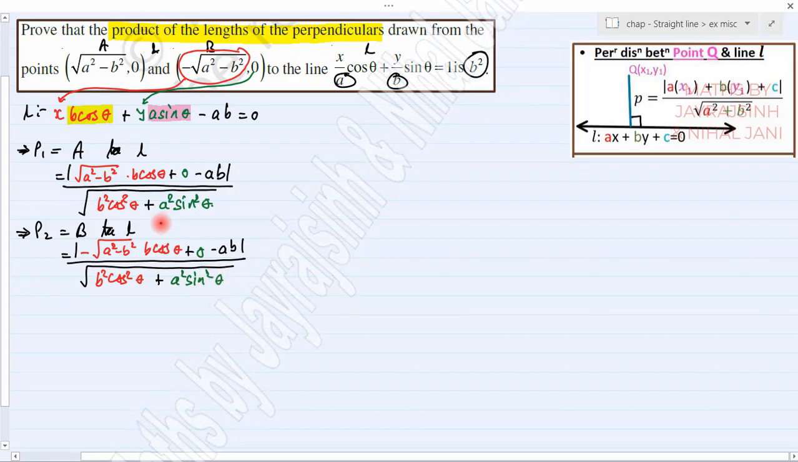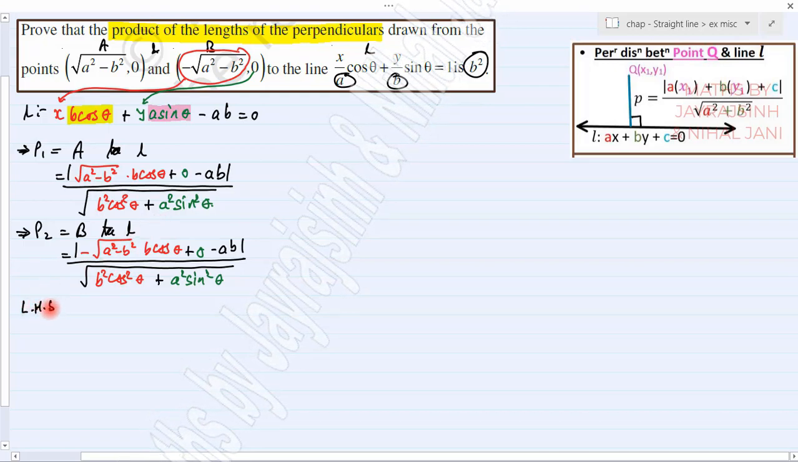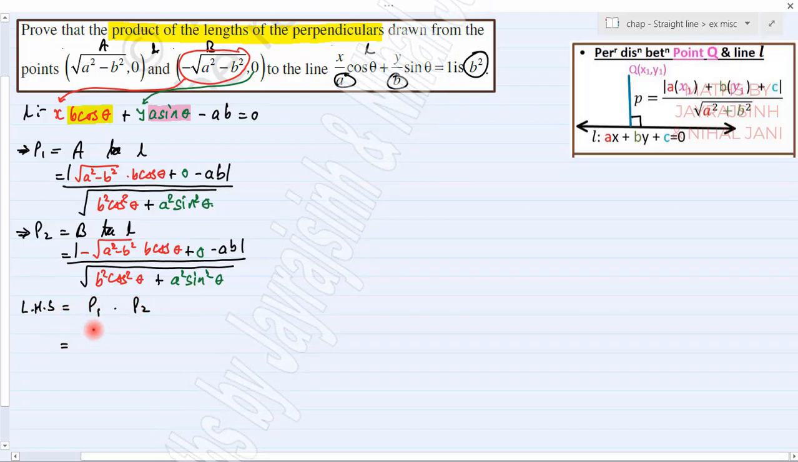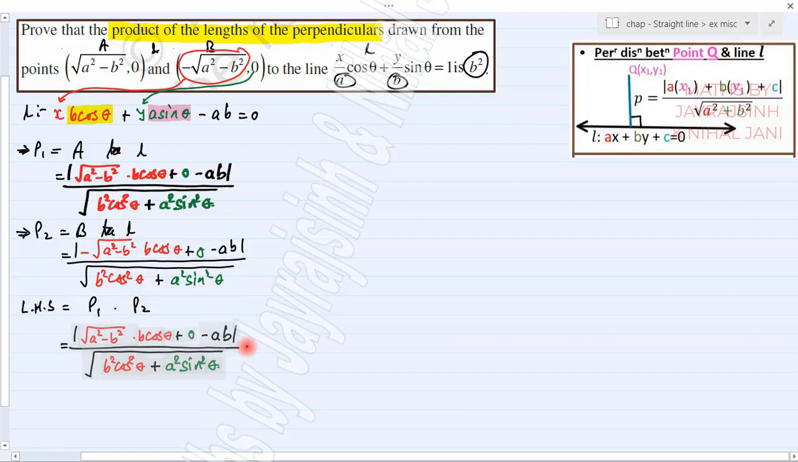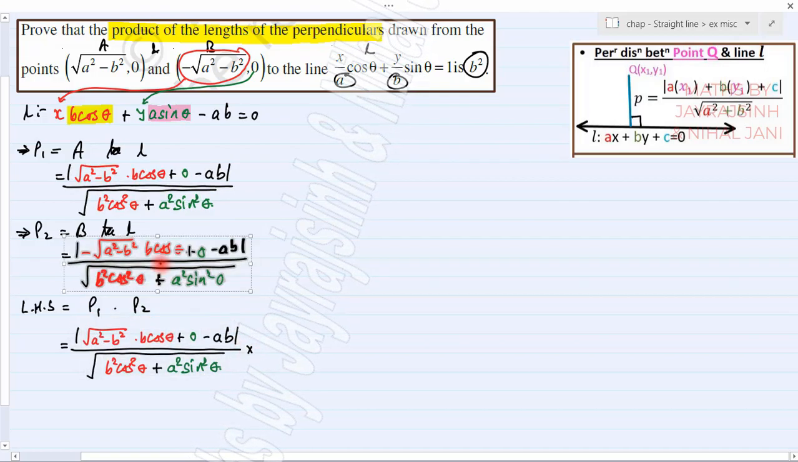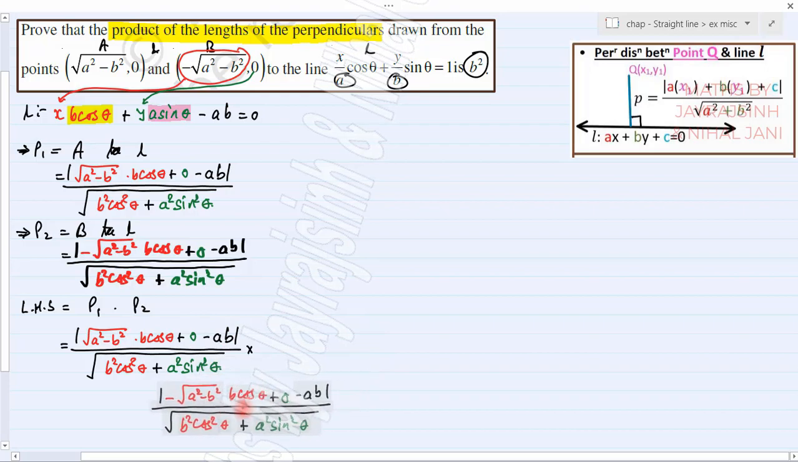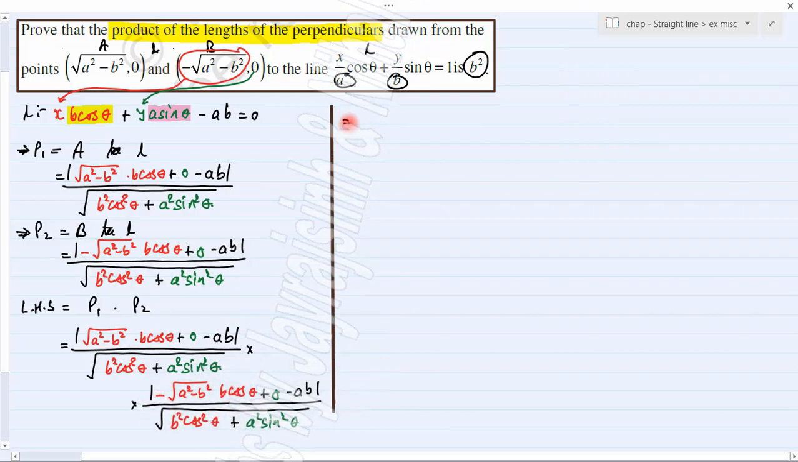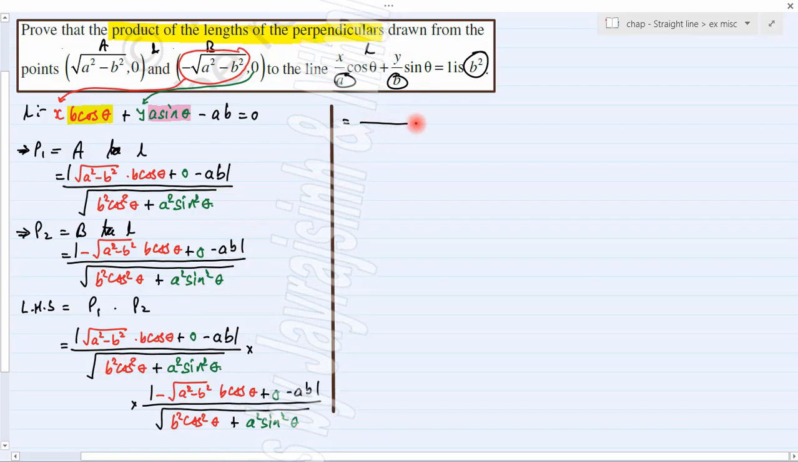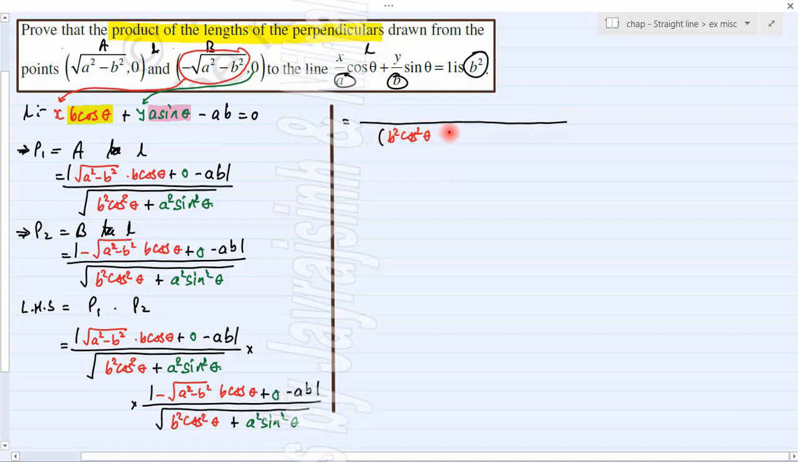Now, we have to prove that the product of P1 and P2 is b square. So without wasting time, let's begin from the left hand side, which is P1 into P2. So let's get your P1 and multiply with your P2. Now, as you can see, in the denominator we have the same quantities within the root. So that will become b square cos square theta plus b square sin square theta.